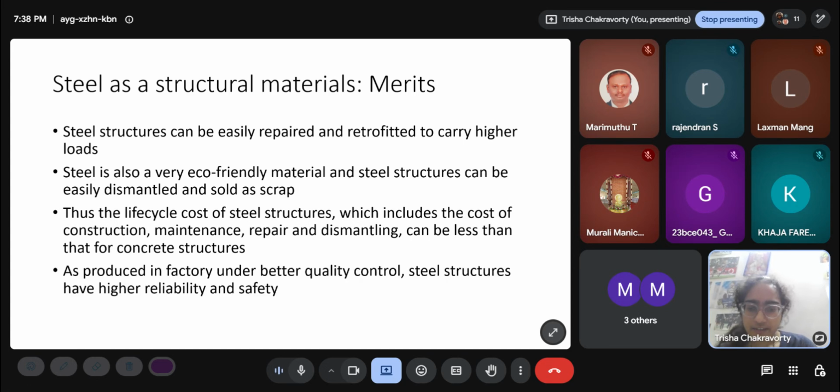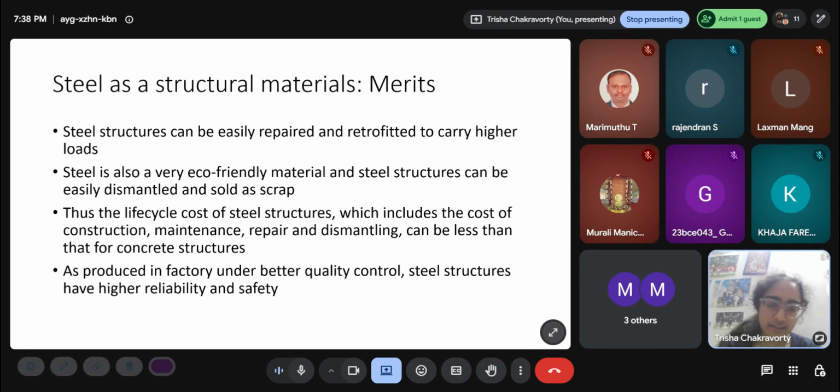As produced in a factory under better quality control, steel structures have higher reliability and safety. Now the term reliability is not exactly related to this course, but reliability is one of my research areas, so I'll go a little bit into it. Reliability means that, as structural engineers, all we can do is provide a design. I give all the dimensions, materials, connections, everything. I make it in a drawing and I submit it.